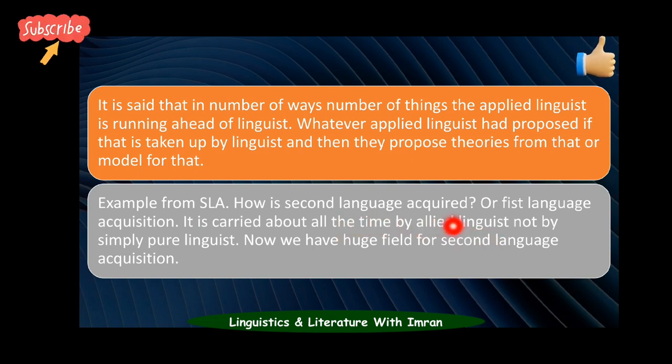So second language acquisition research and first language acquisition research are carried out by applied linguists, not simply by pure linguists. The theory of second language acquisition and first language acquisition, and the difference between learning and acquisition, is given by applied linguists, not by pure linguists. Now we have a huge field of second language acquisition, which is the result of applied linguistics and the applied linguist.